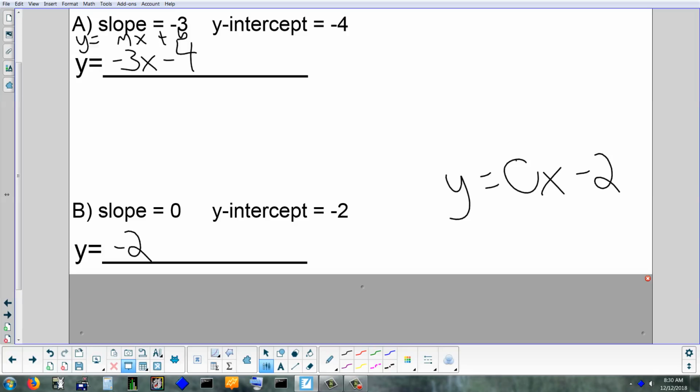All right? So again, that's one way we'll take a look at it today. We'll give you the slope and y-intercept, plug it into the formula. That's it.